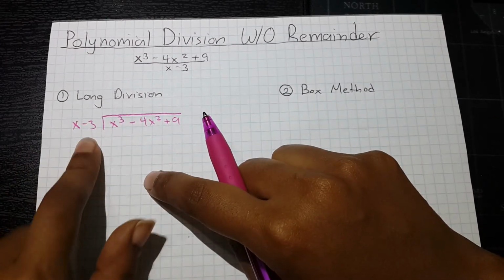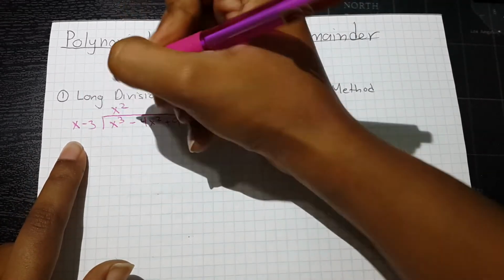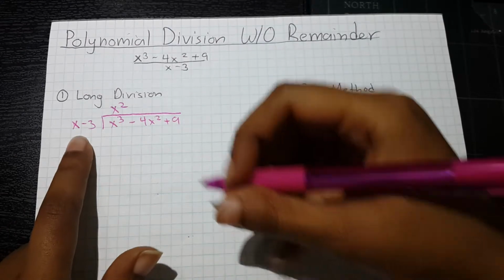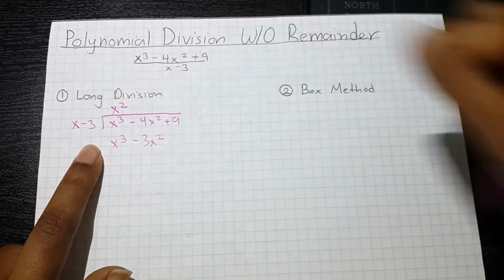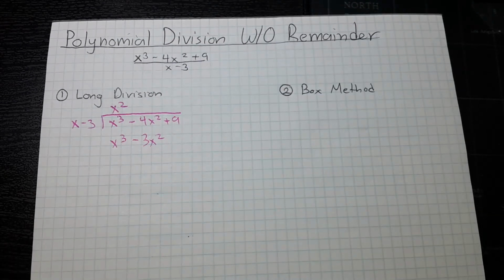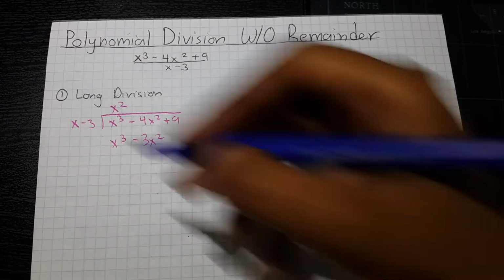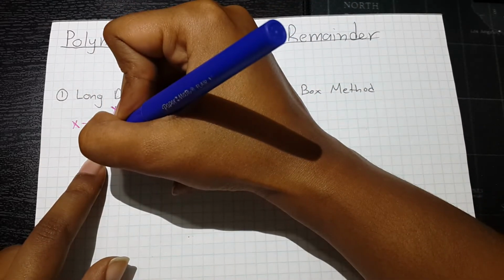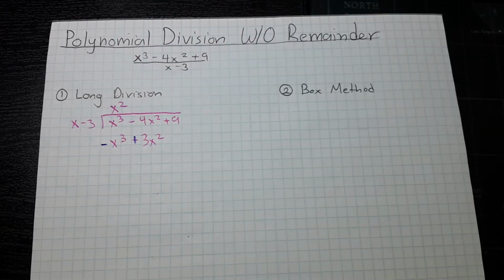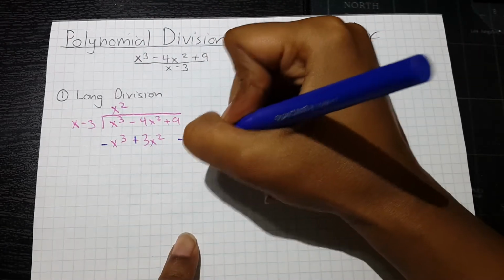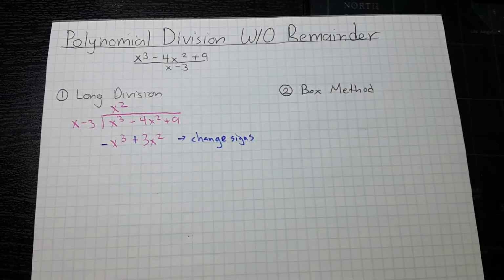What do I multiply this expression by to get an x cubed? Well, that would be an x squared. So x squared times this expression will give me x cubed minus 3x squared. Because we're subtracting, we need to change the signs of these two terms. So if I subtract, I'm going to end up getting a minus x cubed and then a positive 3x squared. I just want to make this note that we're always going to be changing signs. So change signs. Okay, great.